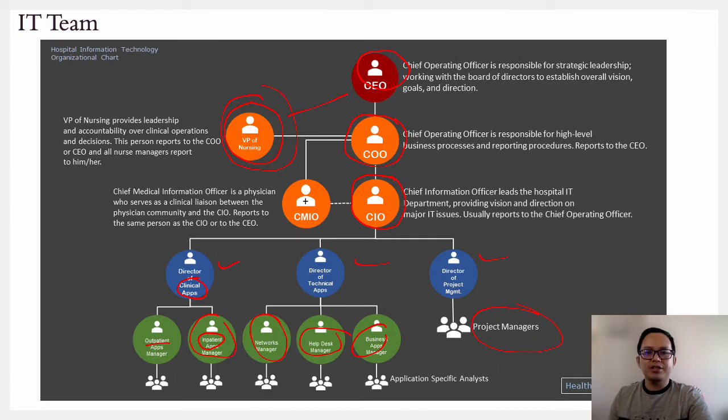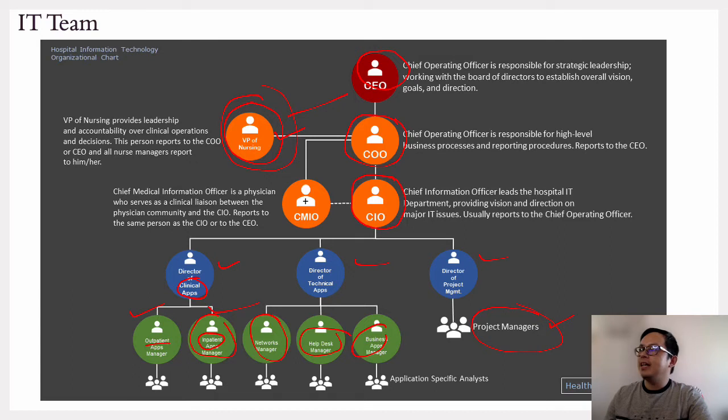PMs, or project managers, report to the management director or the CIO. PMs can be RNs, so you can work in here too, here, here, and here. You can work on those areas.